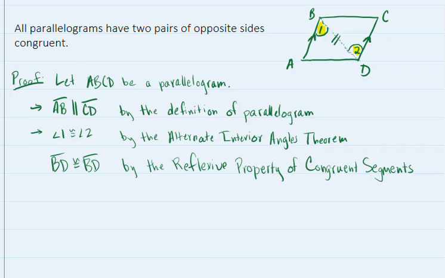Now, if you were bothered by the fact that I never did use the other side, well, we're going to get to that now. So I would like to also say that segment BC is parallel to segment AD. We can do that in the next line. So BC is parallel to segment AD, and that is by the definition of parallelogram.